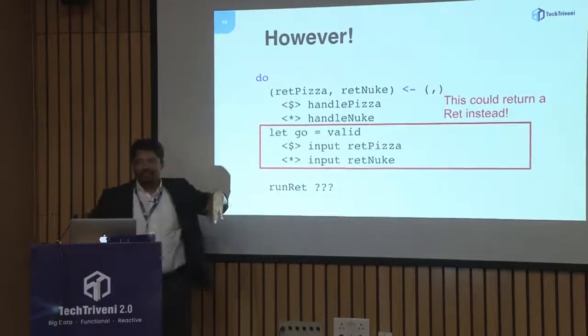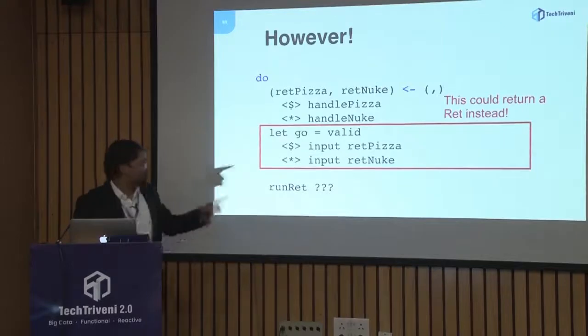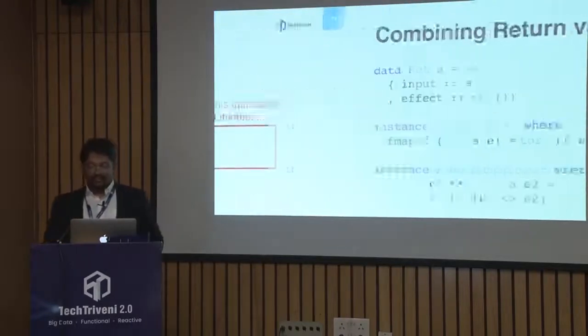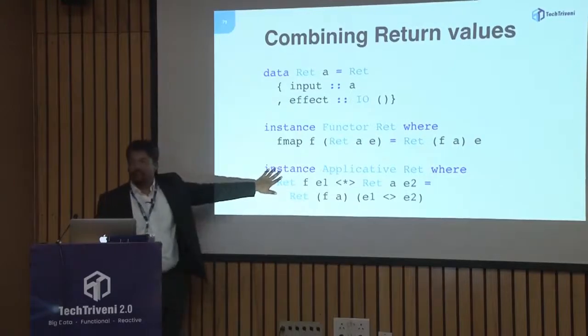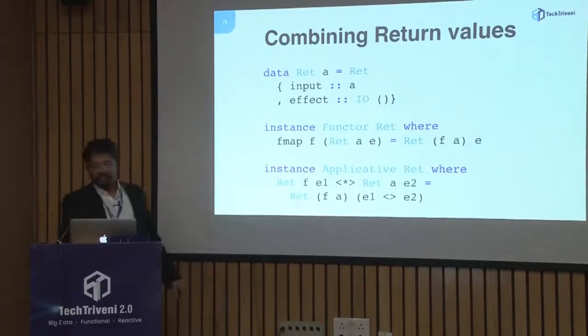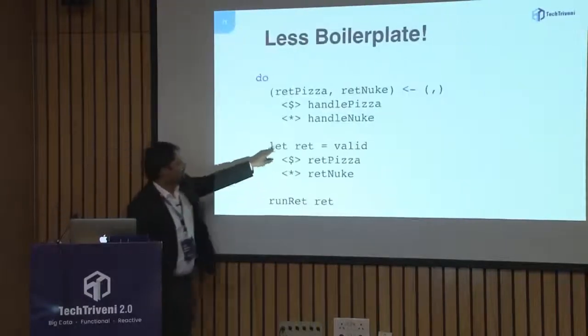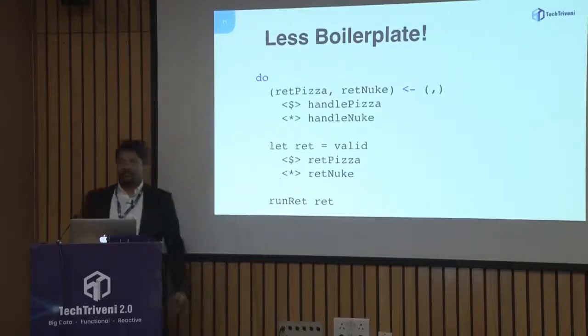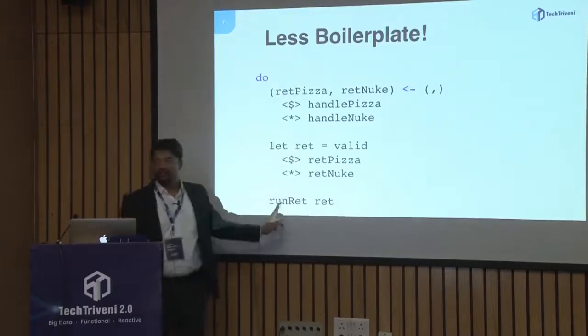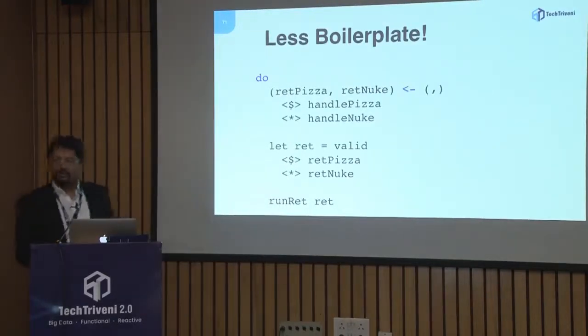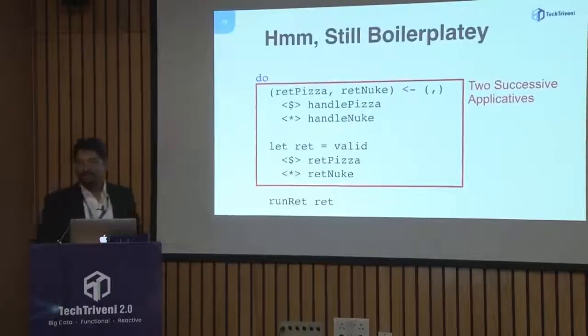A person who has been working with this will look at it and say, oh, what if this returns a ret instead, right? So then we define an applicative for ret, which does what we want, and then it becomes this simple, right? This applicative notation returns the ret that we want, and we can just run it. Slightly simpler, right? Assume that it works, take my word for it.